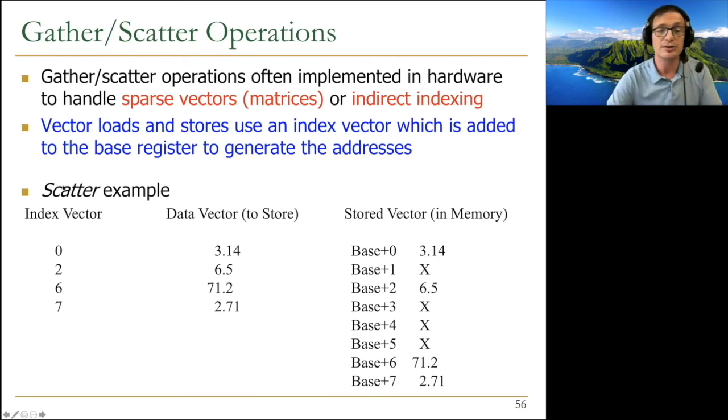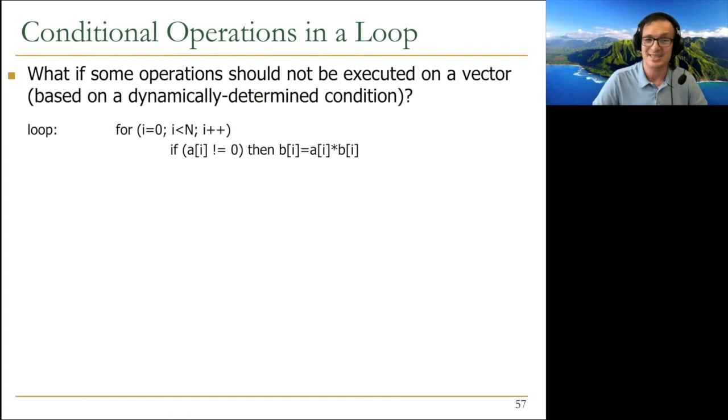Similarly, you can do this gather also, right? If your index vector is this and your stored vector is this, and you want to gather using an index vector, this is the value in consecutive cycles you fetch from base plus 0, and then base plus 2, and then base plus 6, and then base plus 7, basically. Okay? So that's the beauty of it. That way you can do indirect accesses.